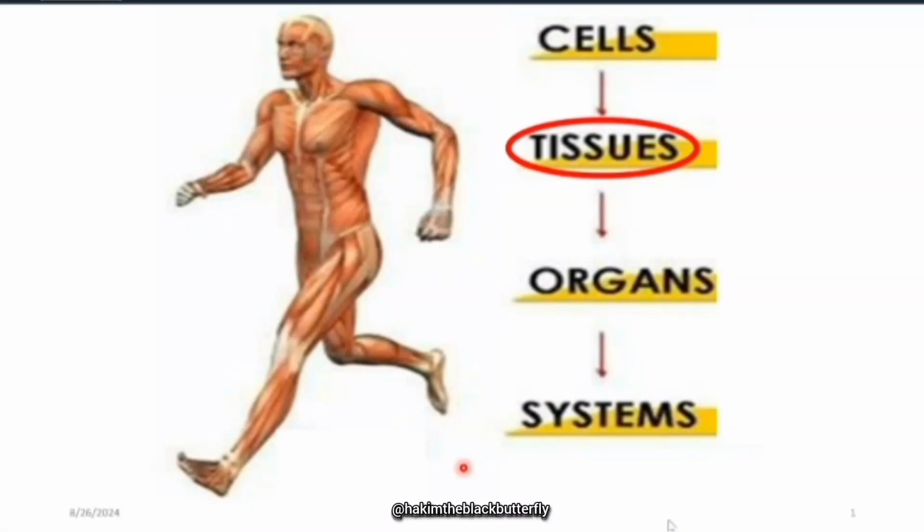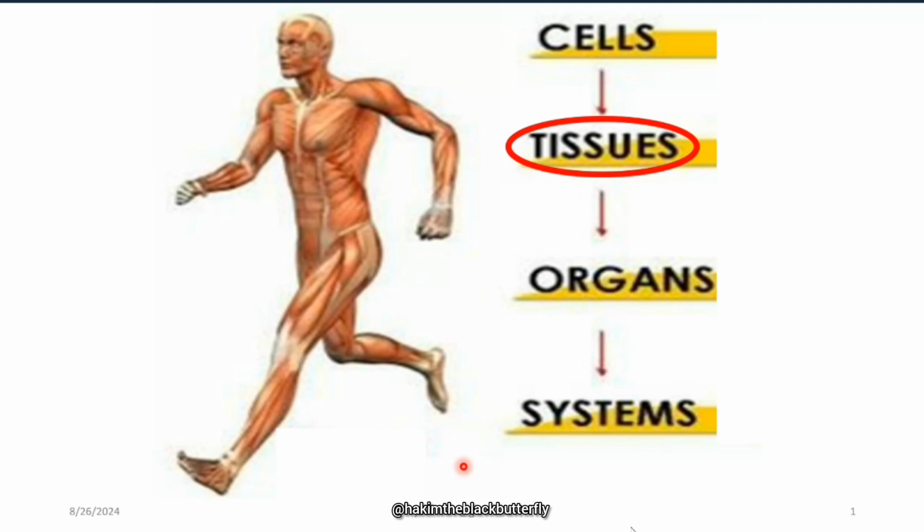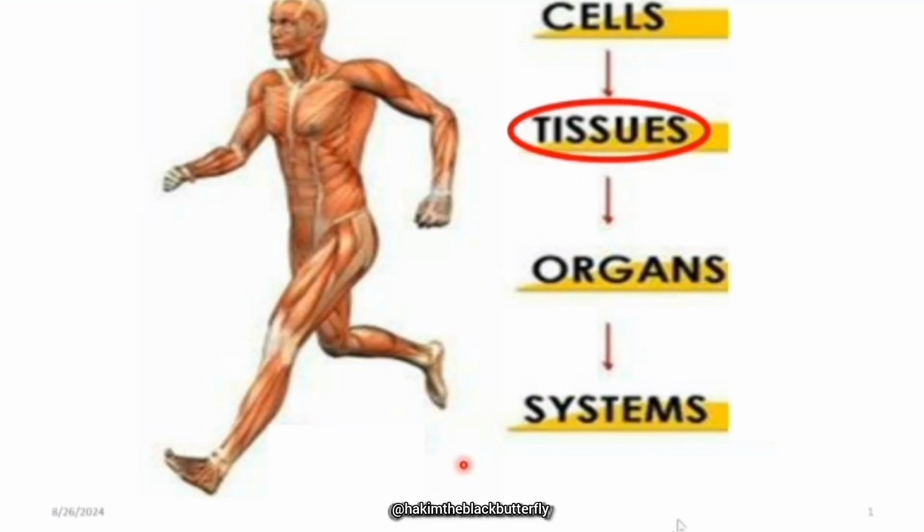Someone can remind us how we define body tissues. Body tissue is a group of cells which are formed together to perform a specific task. Okay, as simple as that. A group of cells that are specialized to performing a particular function within the body.